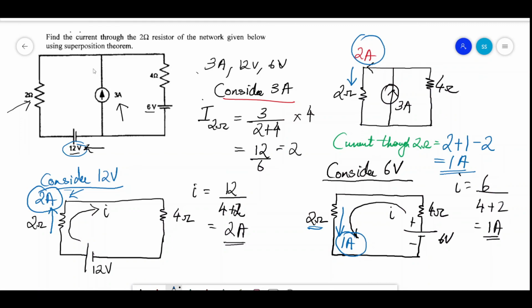Therefore, the current through the 2 ohm resistance by the superposition theorem has been obtained easily by using these three cases separately, that is the 12 volt, 3 ampere and 6 volt source considerations.